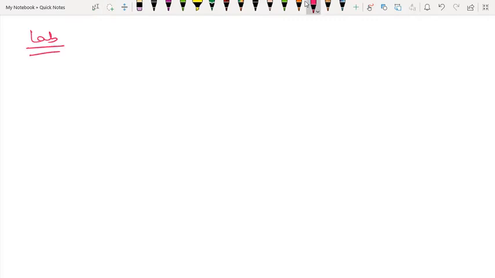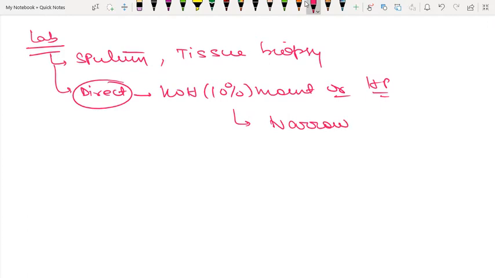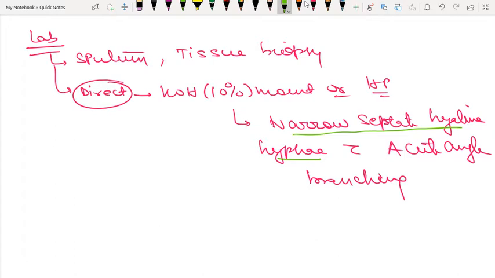Now coming to the last important point, the lab diagnosis. Specimens such as sputum and tissue biopsy can be collected. Then we will examine directly. In direct examination, a 10% KOH mount or histopathological staining of a specimen reveals characteristic narrow septate hyaline hyphae with acute angle branching. This is an important MCQ question: narrow septate hyaline hyphae with acute angle branching.